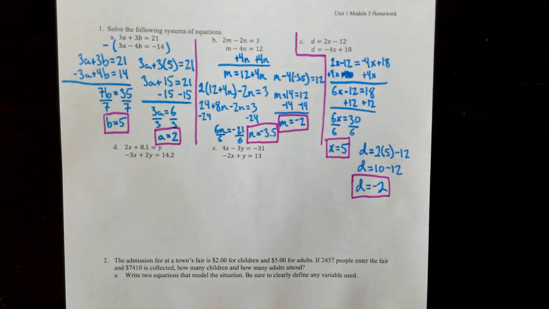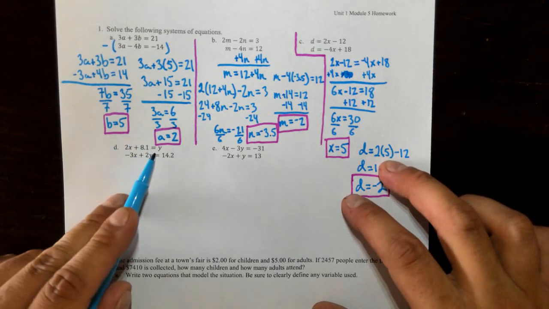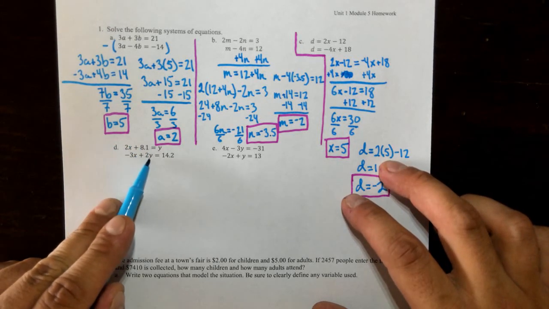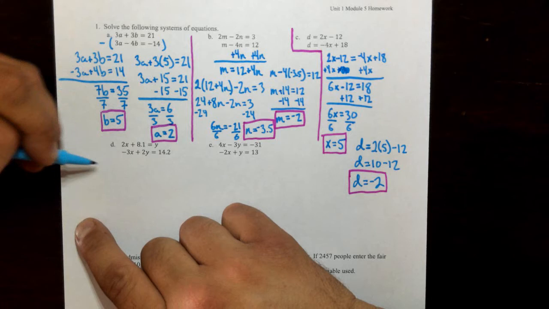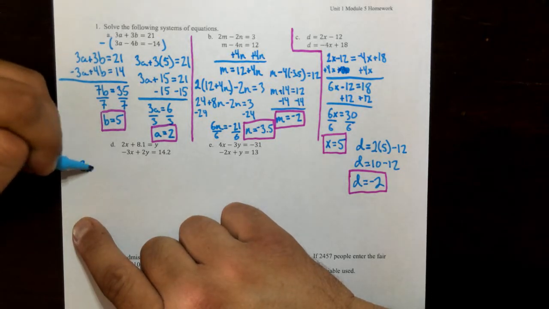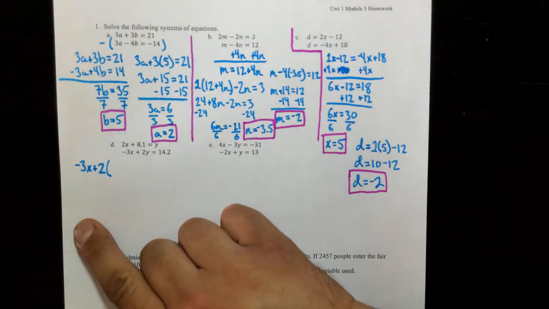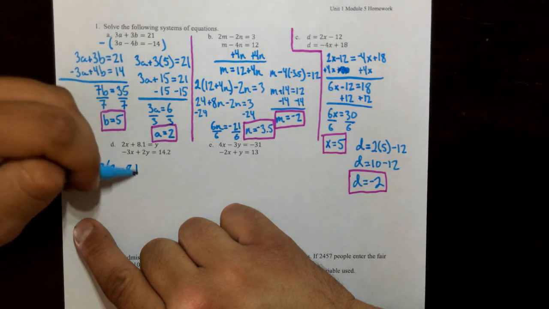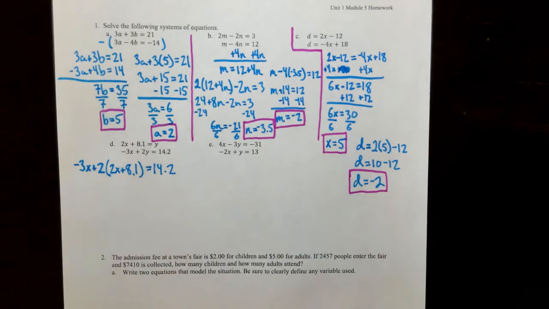All right, so moving on to the next one. Let's see, what would be a good method here? Notice that y is already solved for itself in the first equation. So what we can do is substitute this in for y in the other equation and solve for x. So we're going to have negative 3x plus 2 times y, but I know y to be 2x plus 8.1, equals 14.2.